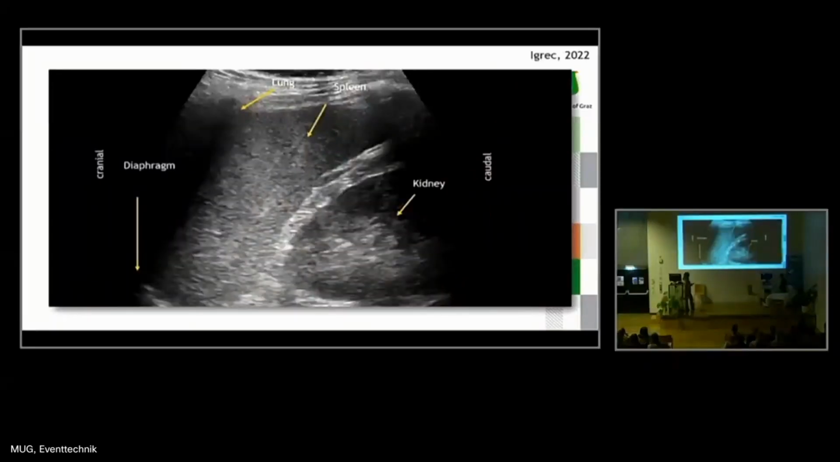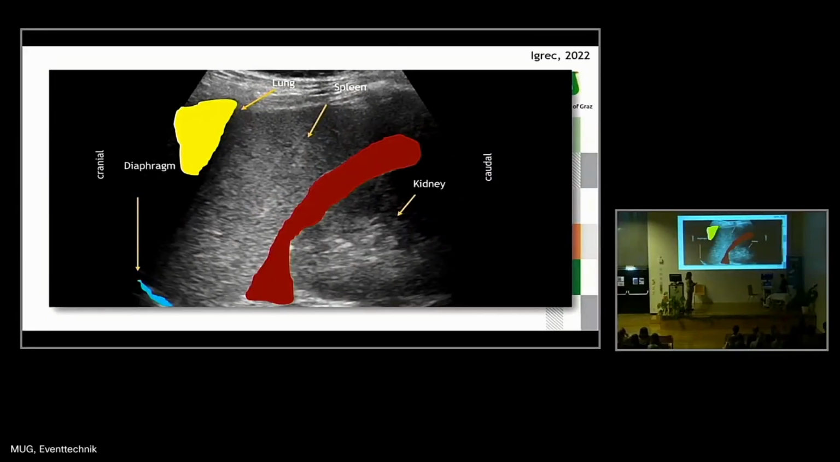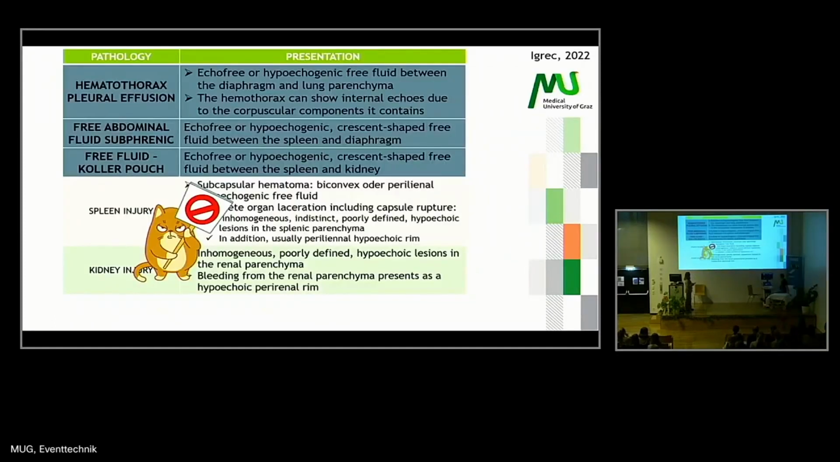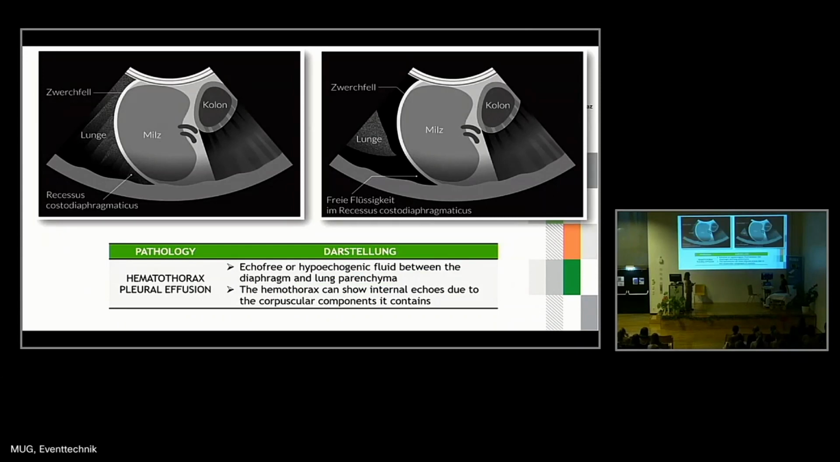Left upper quadrant, also the same thing. So you have a lung artifact, you have a spleen, you have left kidney, and in between these white structures, or perirenal fat, marks the collar pouch, here marked with red. One more time, like on the right side: hematothorax, pleural effusion, subphrenic fluid, free fluid in collar pouch, and no organ evaluation. Okay, we are not losing time on it.